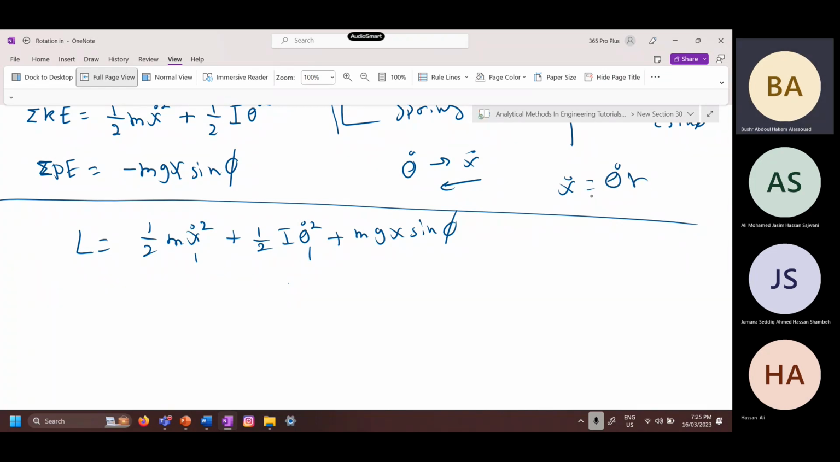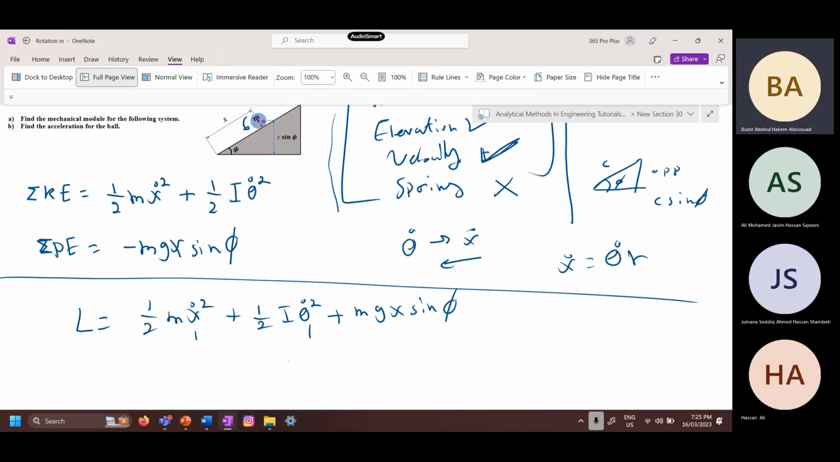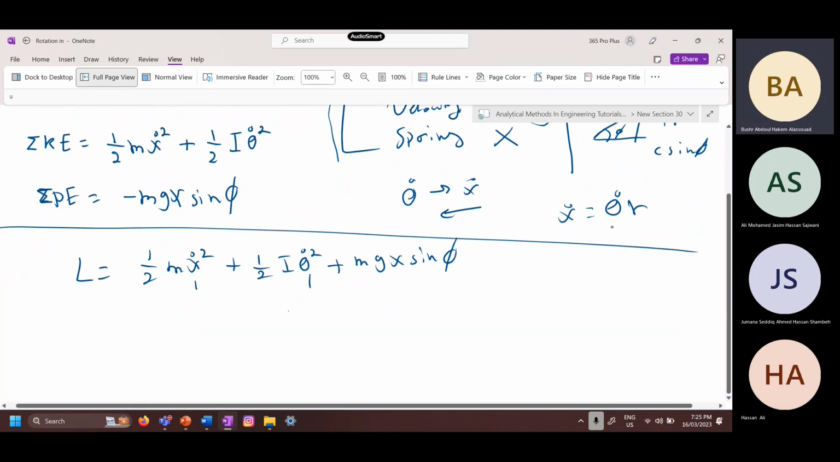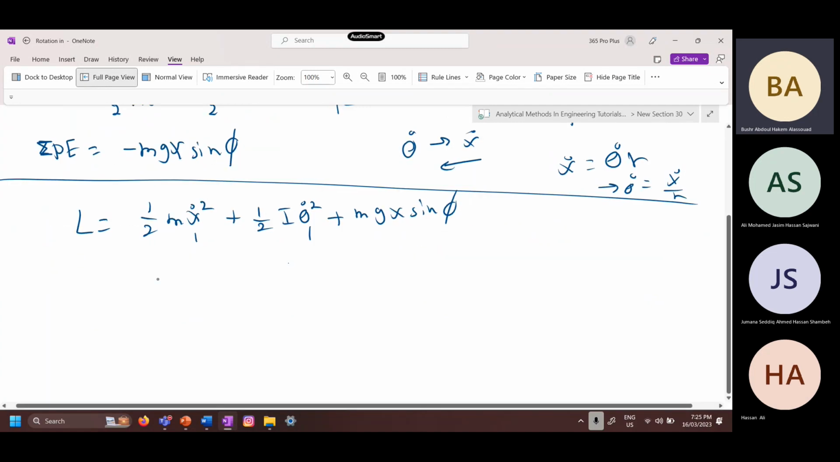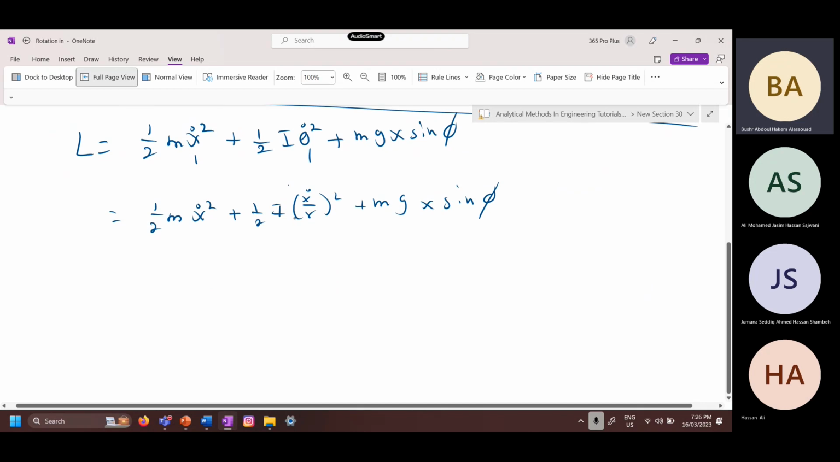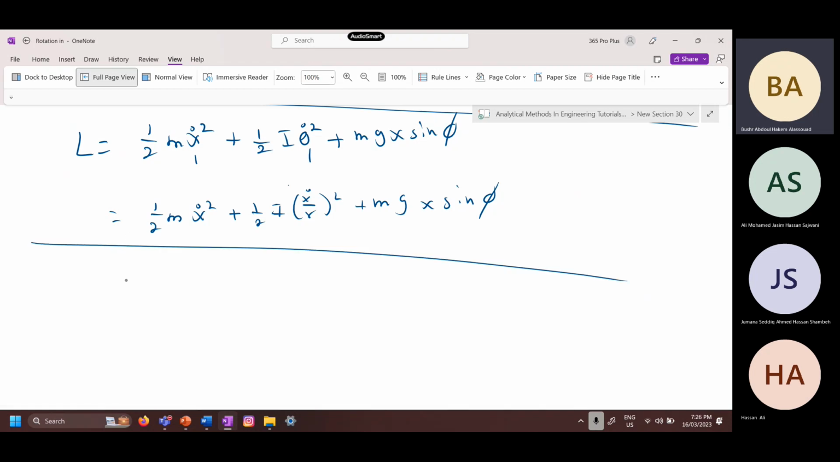Okay, r is the radius of the ball. So we need to change it: theta dot is going to be x dot over r. Now substitute it here, and you get half mx dot square plus half I x dot over r squared plus mg x sine phi. Now we only have one variable in this equation. Now just find the Lagrangian.